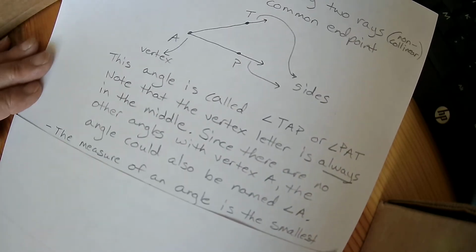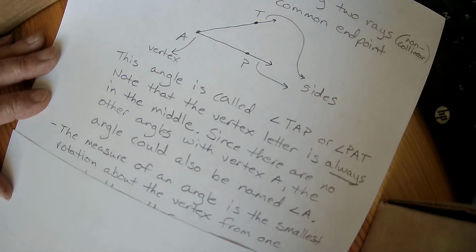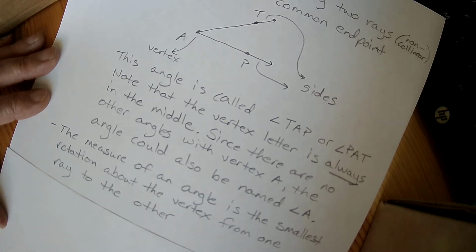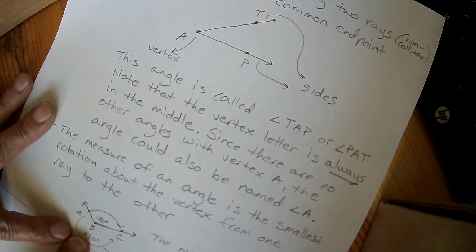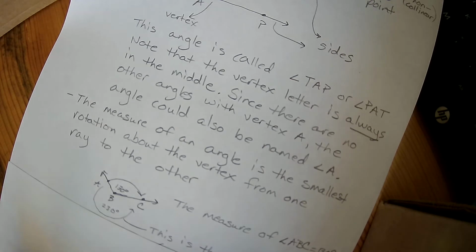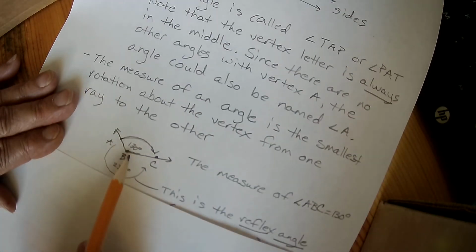The measure of an angle is the smallest rotation about the vertex from one ray to the other. So when we talk about the measure of angle B, we're talking about this measurement right here. In this case, the angle measure of that is 130 degrees.